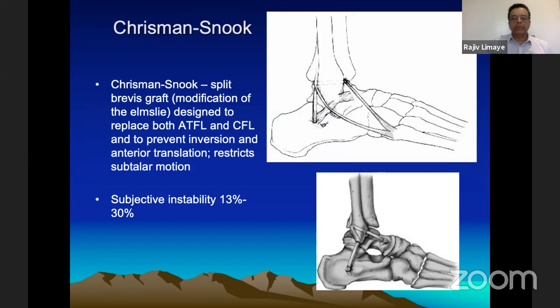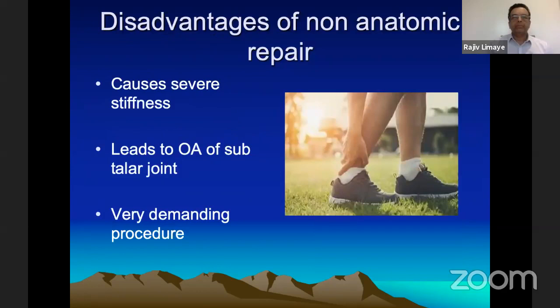The only procedure that can give some benefit in a non-anatomic situation, where the anatomic procedures have failed several times, is Chrisman-Snook procedure, where we use the split peroneus brevis graft. The split peroneus brevis is used to reconstruct these ligaments on the lateral side, as you can see here, which prevents the anterior translation at the cost of restriction of the subtalar joint motion, leading to osteoarthritis affecting the subtalar joint. So these are the disadvantages of non-anatomic repair, and they are demanding procedures, hence they are not commonly used and not usually required.